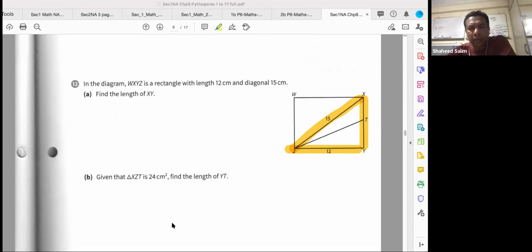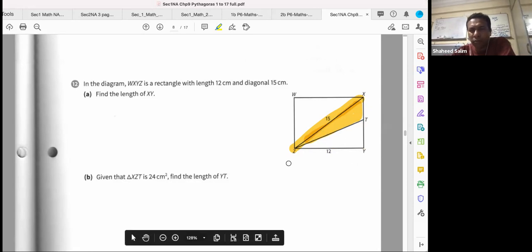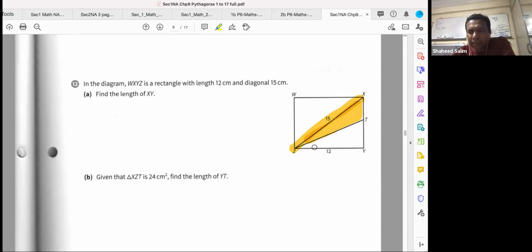Okay, so now they tell you the triangle XZT. XZT, this one, I'm going to shade it, okay? This shaded one, that's XZT. Not this one, not this one. This one here. This triangle area is 24. Find what is YT. Hold on, hold on. XZT. The area is 24.